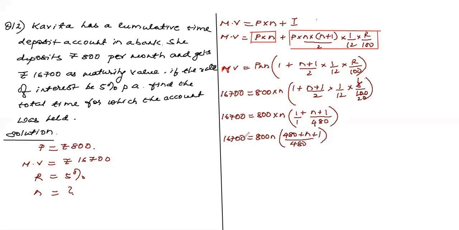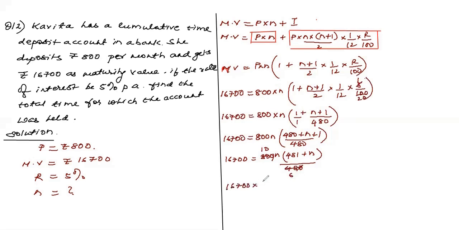Now again, children, what will happen? 16700 is equal to 800n into 481 plus n, the whole thing upon 480. So when you do this, children, 0 0 cut of this 800 ka time, 8 10s are 80, 8 6s are 48. So what will happen?